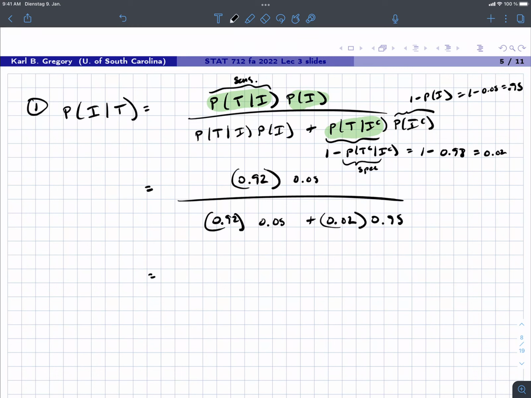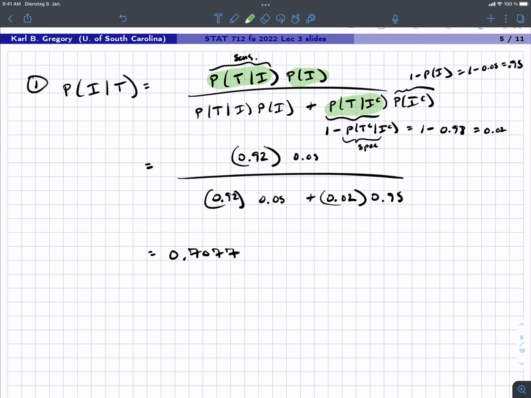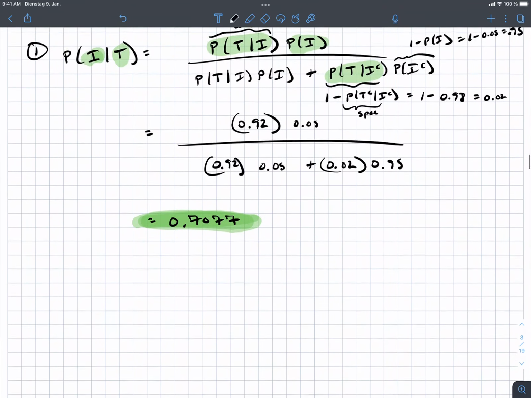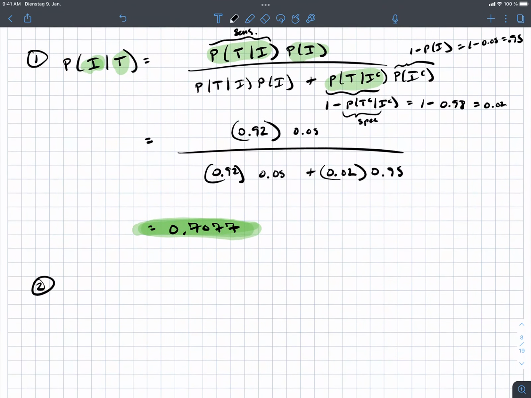Okay, so if you do that, you're going to get 0.7077. And so this is going to be of interest to you because if you test positive, this is how sure you can be that you actually have the infection, given this prevalence in the population and this sensitivity and this specificity.